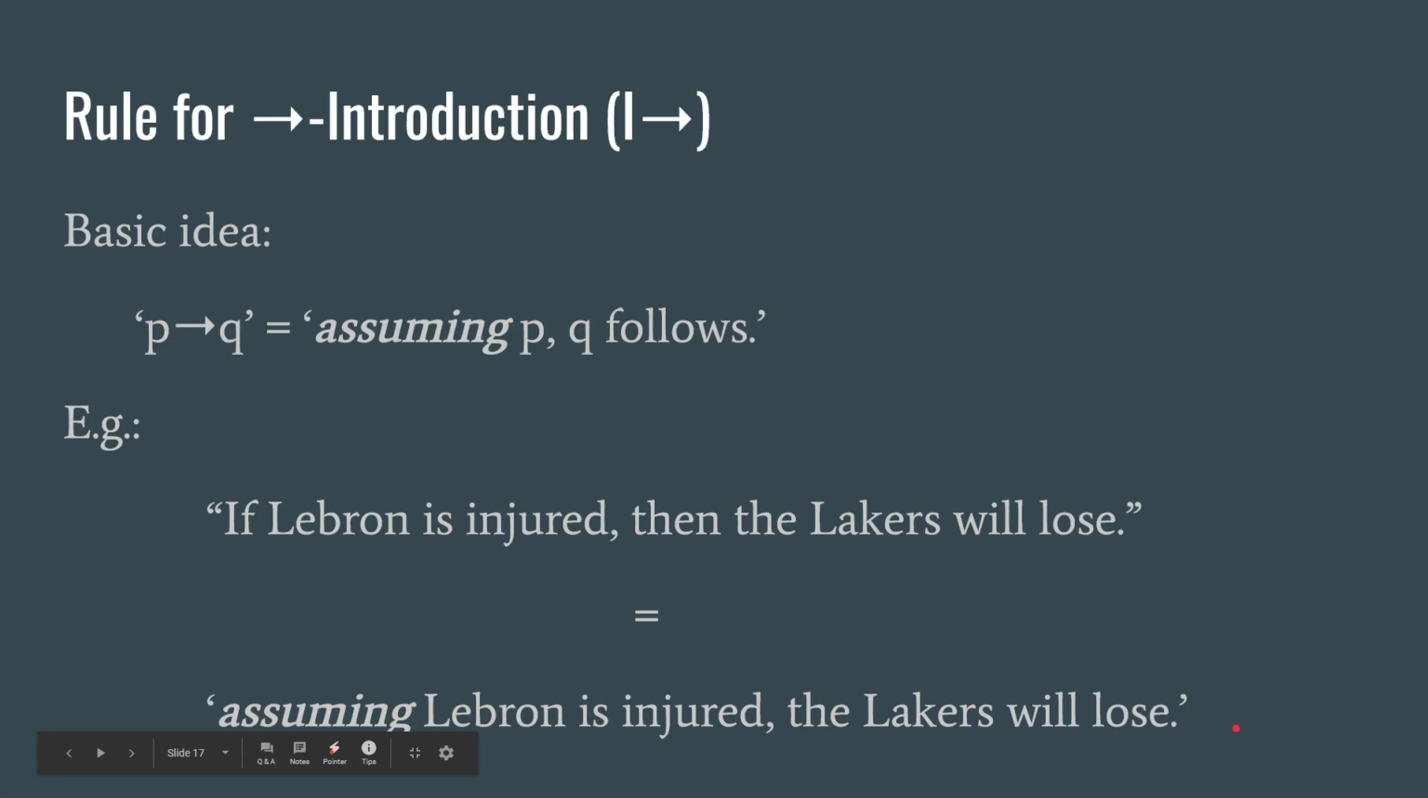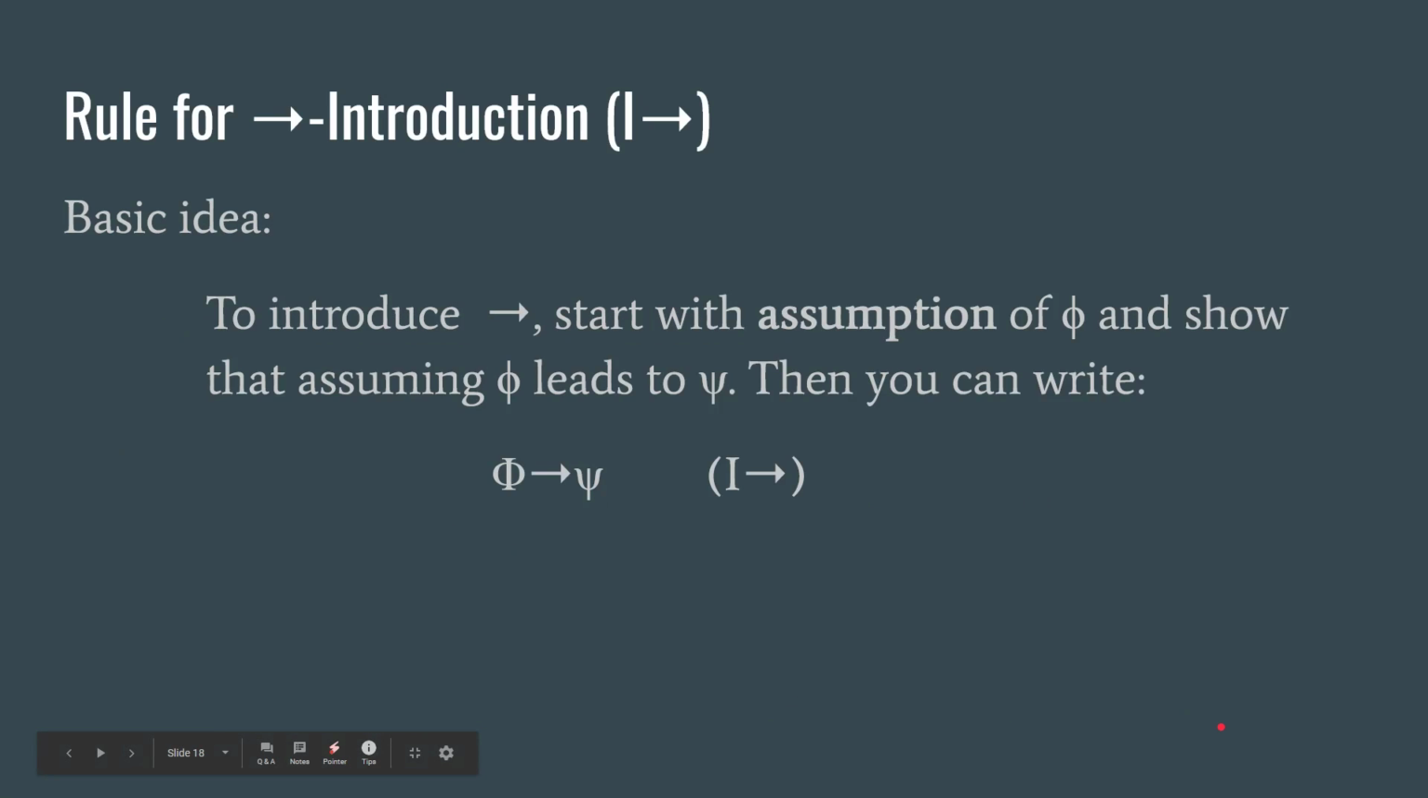So if you have some sportscasters saying, hey, what do you think would happen if LeBron is injured? And you say, well, assuming LeBron is injured, I think the Lakers will lose. That's the sort of thing that the arrow statement is communicating. Assume something just to show that something else follows from it. This is why many ancient and medieval logicians called the arrow statement a hypothetical statement. So that leads to the basic idea of how we introduce the arrow into a proof.